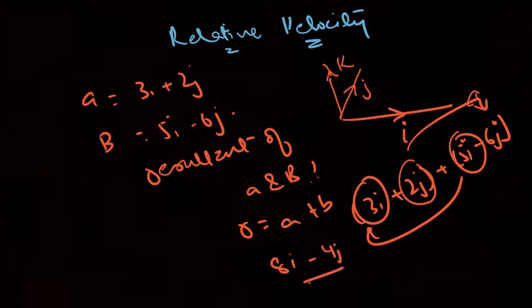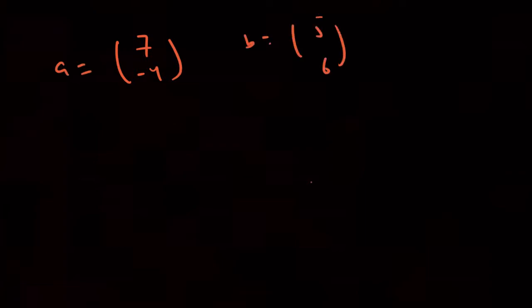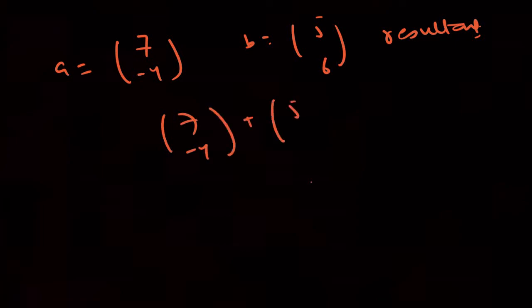Okay, so now this can be written in the form of a matrix. For example, if A is written 7 minus 4 and B is written 5 and 6, and they ask us to find the resultant. So it is the same. You will be adding the terms, right? This is I, this is J. So adding the I, we are getting 12, and adding the J, we are getting 2. So the resultant is 12 2.